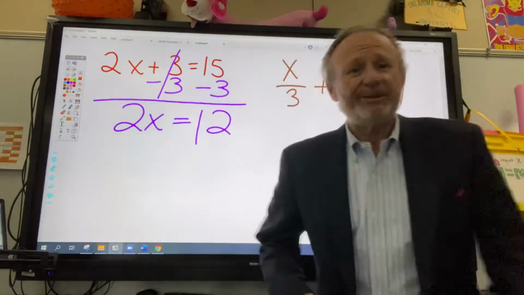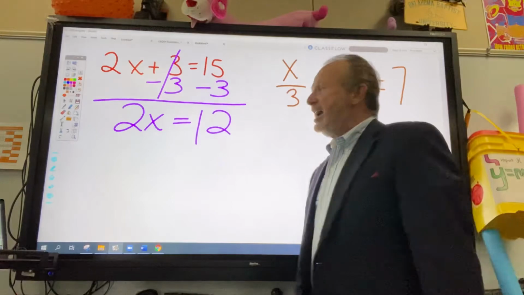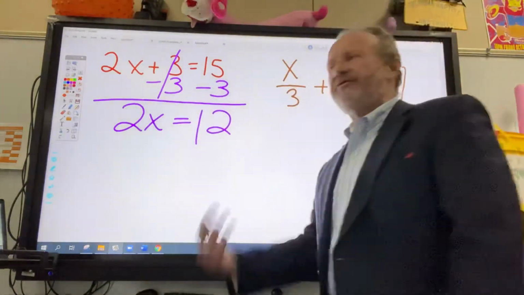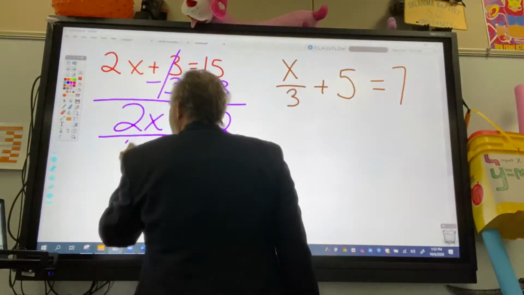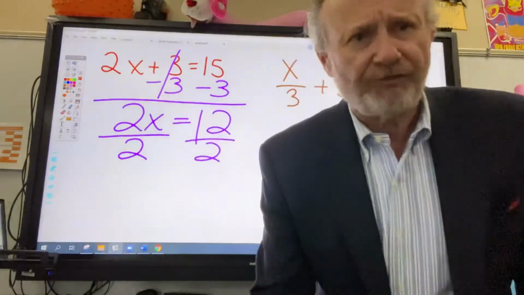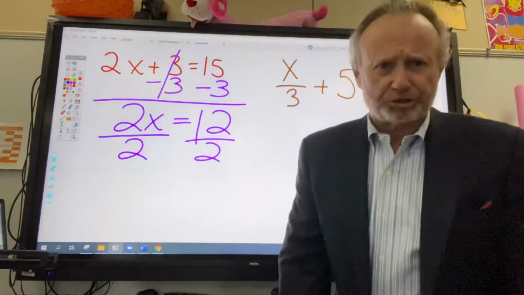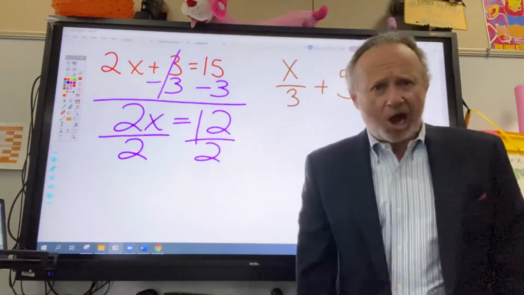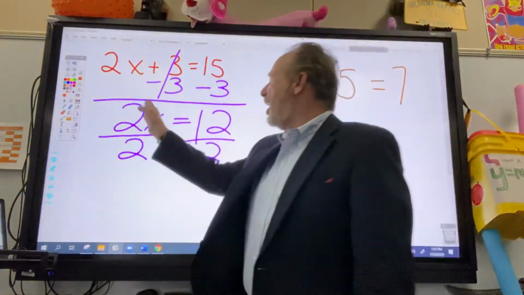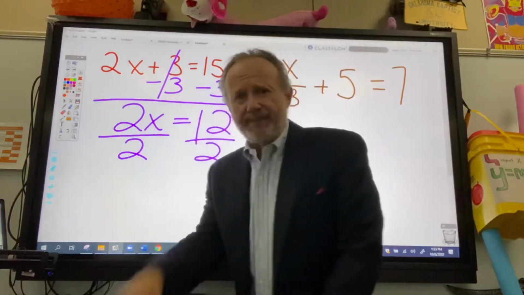Now it's time for baby 2 to move out of the house. Now, that is 2 times x. What's the opposite? Division. So I'm going to divide by 2. Now I could call that transforming the number to the other side of the equal sign using the division property of equality, but I don't call it that. I call it oneing out. Because why? 2x divided by 2 gives me 1x.